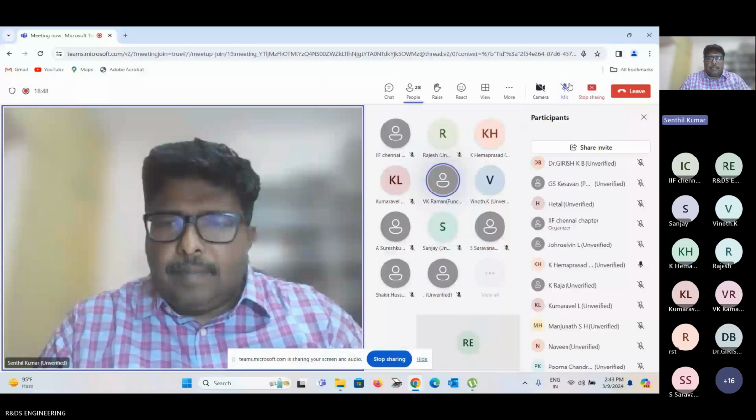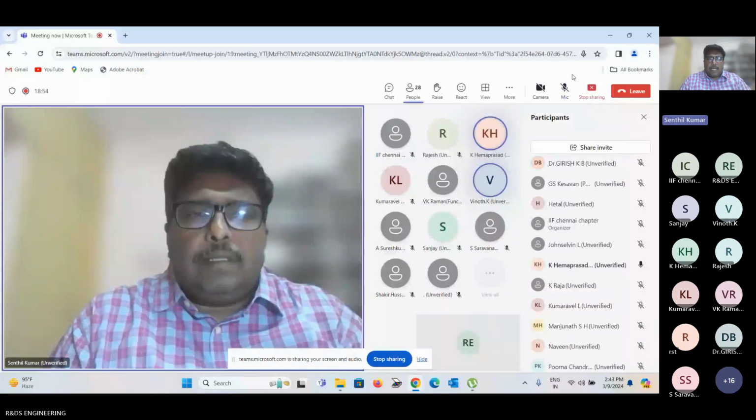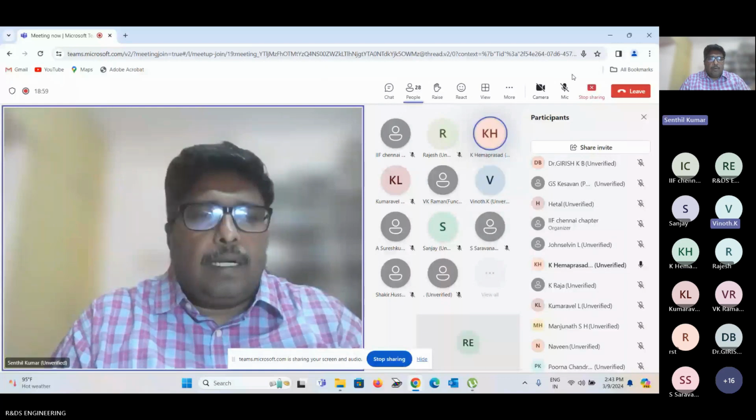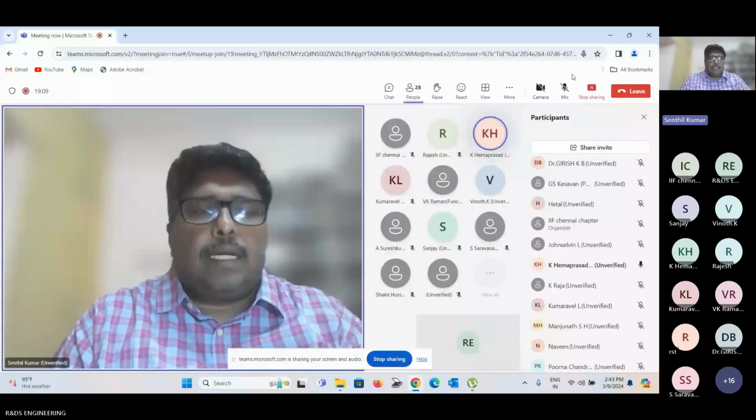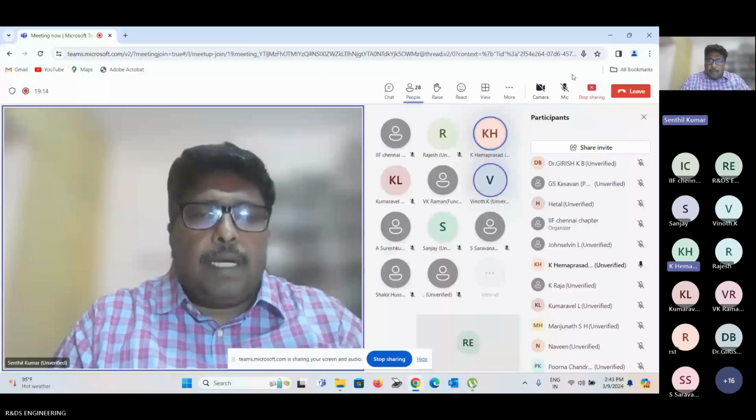I think as we all know, maintenance is a very important factor, and today's topic is going to talk about the innovation aspects. The company name itself is different, R&D Engineering. Let's hear from the speaker. Before that, I would like to ask our council member, Mr. M. Prasad, to introduce the speaker to the audience, please.